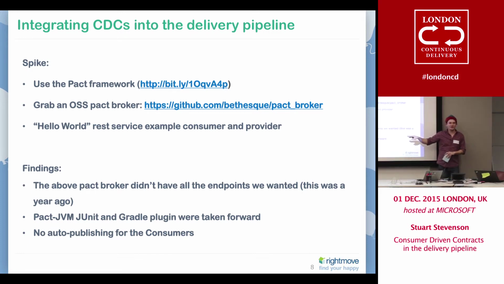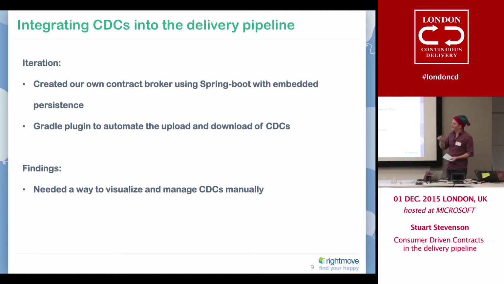Pact uses a little JUnit library to let you create the contracts, and there's a Gradle plugin they have to take the contracts, this was just JSON documents, and verify them against an endpoint. And we found those were great, that's exactly what we wanted. But what we didn't have was, when our consuming services were generating these JSON documents, there was no automated way to upload them and to download them as well when we needed them.